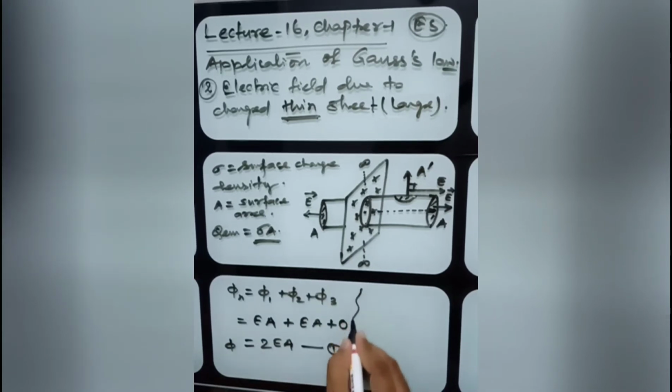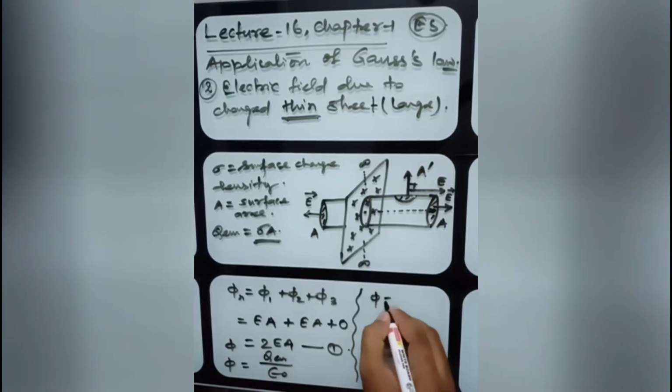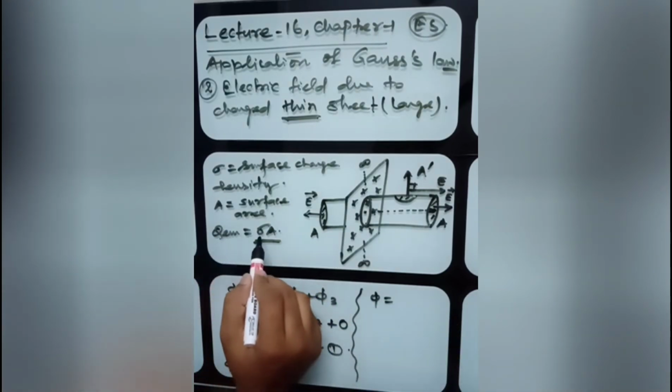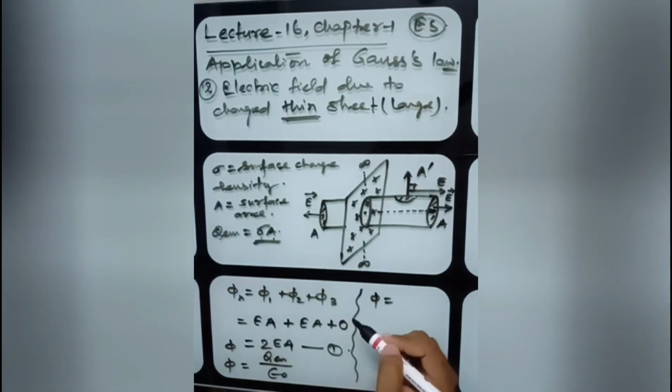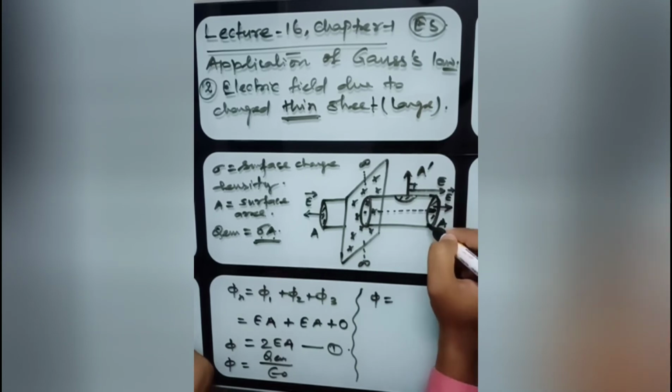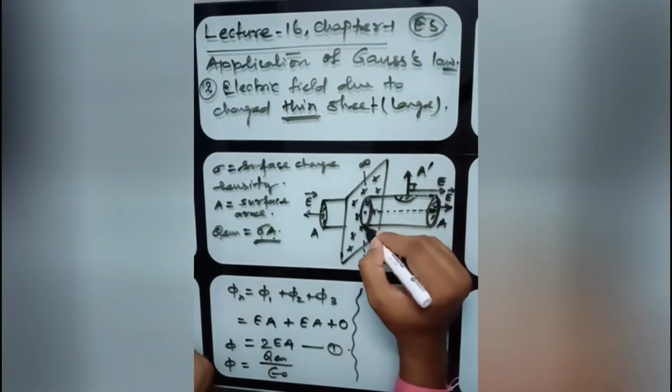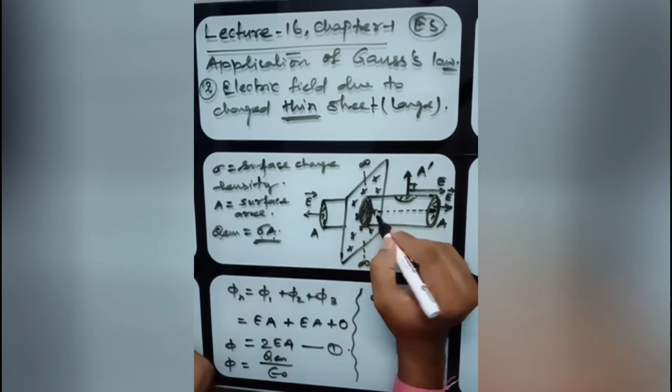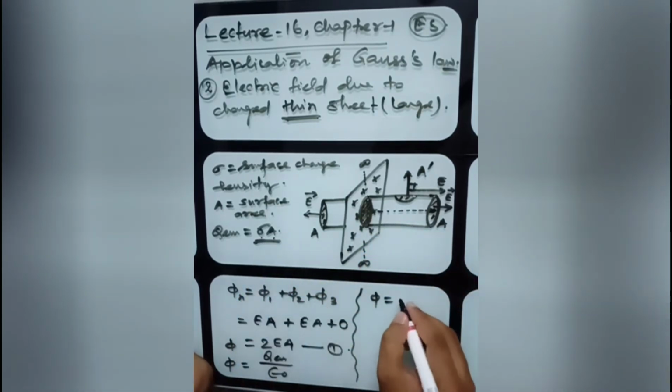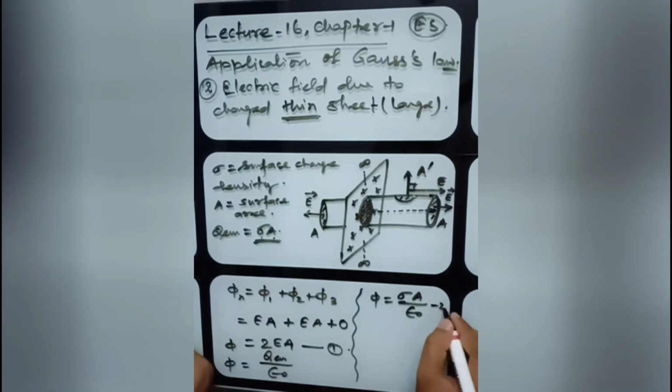According to Gauss law, this flux should be equal to Q enclosed by epsilon naught. How much is the Q enclosed? We have already written it: sigma times A. Why Q enclosed, sir? Because this area is equal to this area also, and this area encloses the charge, sigma times A, by epsilon naught. This is the second equation, and both the fluxes are equal, equation 1 and 2.